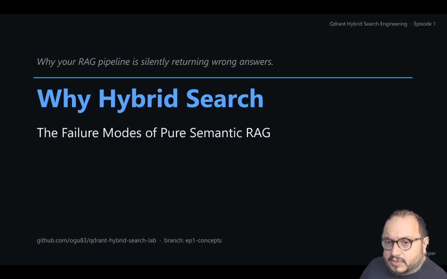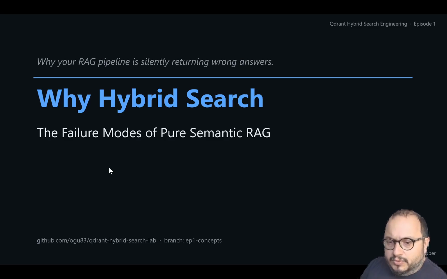This episode is about why that happens at the architectural level, and how hybrid search, combining BM25 sparse vectors with dense semantic vectors, solves this. No code in this episode. We are doing architecture and benchmarks. If you came here to see Qdrant Python code, that is episode 2. But if you ship the code without understanding this, you will build the wrong system. This is episode 1 of Qdrant Hybrid Search Engineering. Let us get into it.